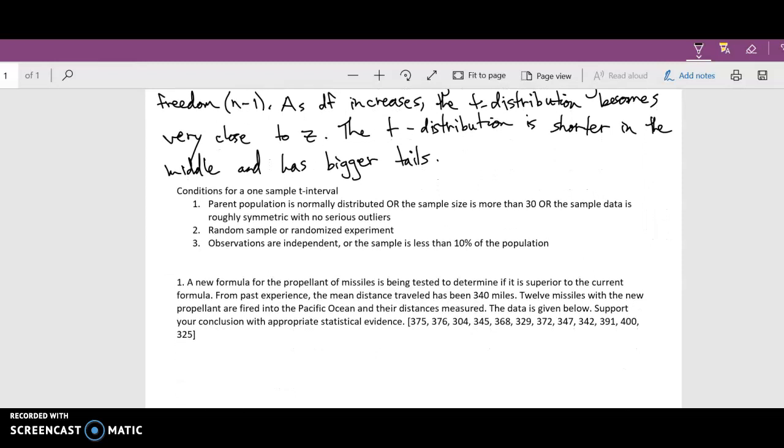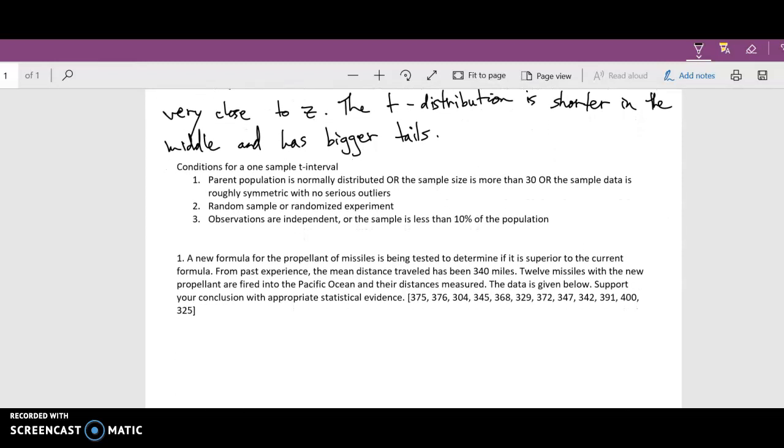So we have conditions for one sample t intervals. There are 3 of them, and one has 2 ors. So the first one is either the parent population is normally distributed, or the sample size is more than 30, or the sample data is roughly symmetric with no serious outliers.